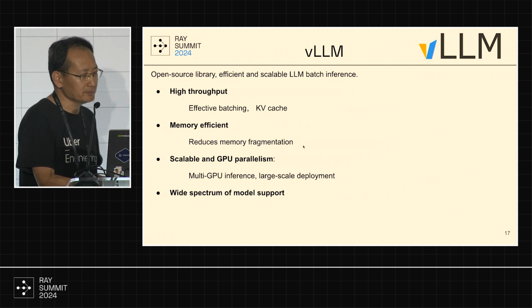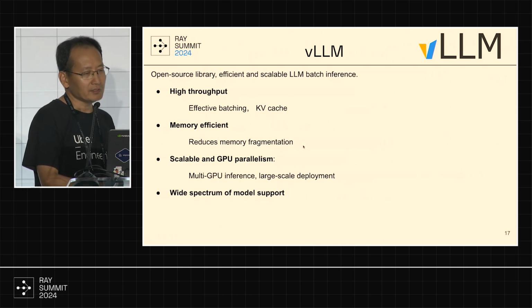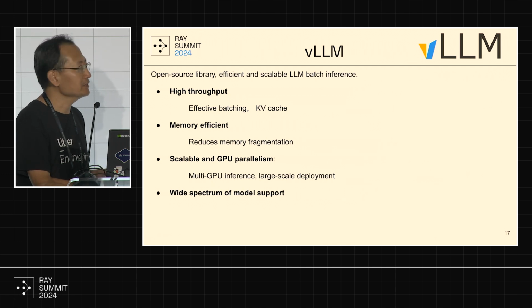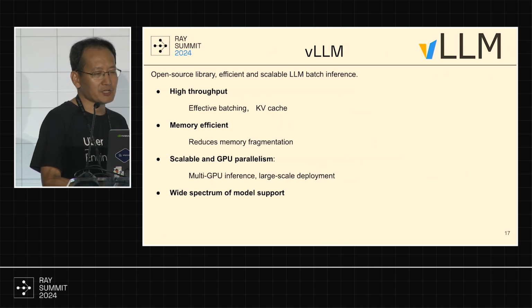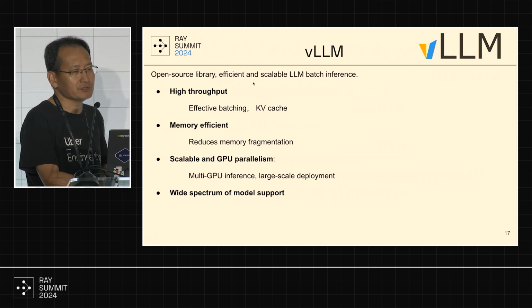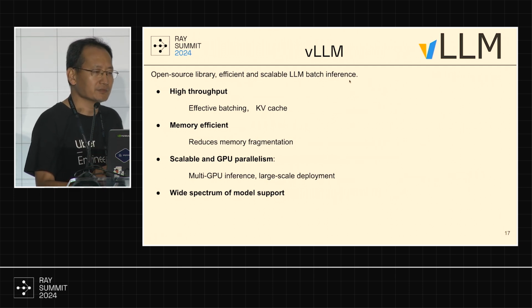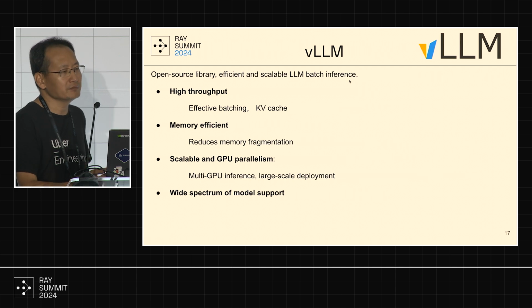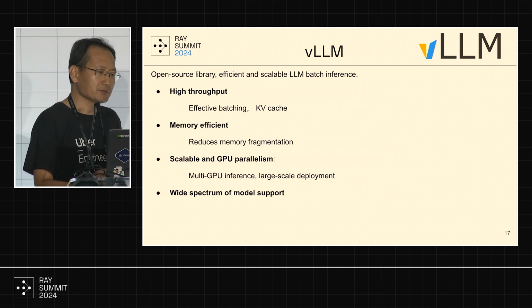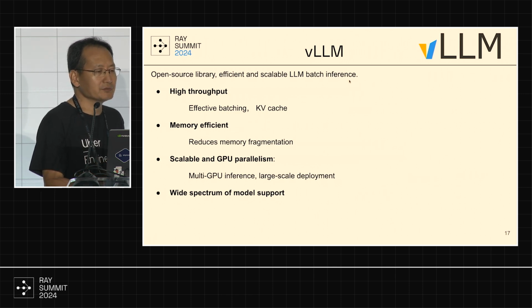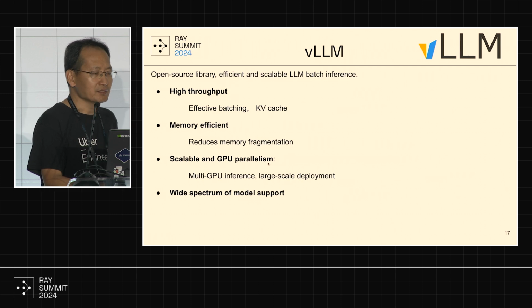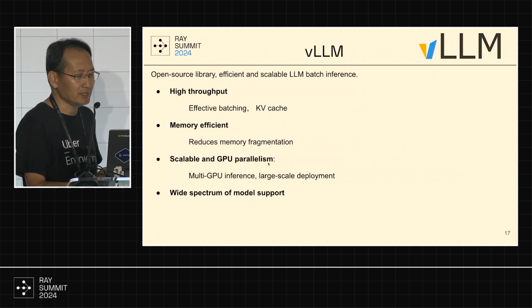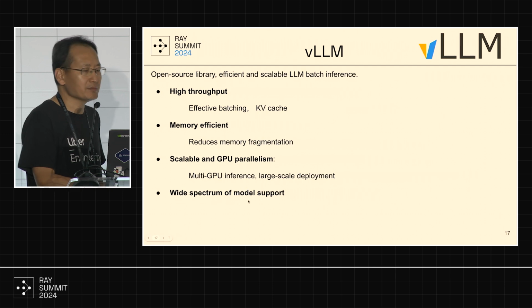Next we're going to mostly talk about how we leverage vLLM and Ray to implement efficient batch prediction, which also saves a lot of code. vLLM is something you're probably already familiar with from past presentations. It's efficient, scalable batch prediction inference. It provides high throughput, effective batching, and KV cache. It has PagedAttention for memory, to efficiently map the memory and reduce memory fragmentation. It's scalable, it handles multi-GPU inference pretty well, it's pretty easy and convenient, and it has wide model support.